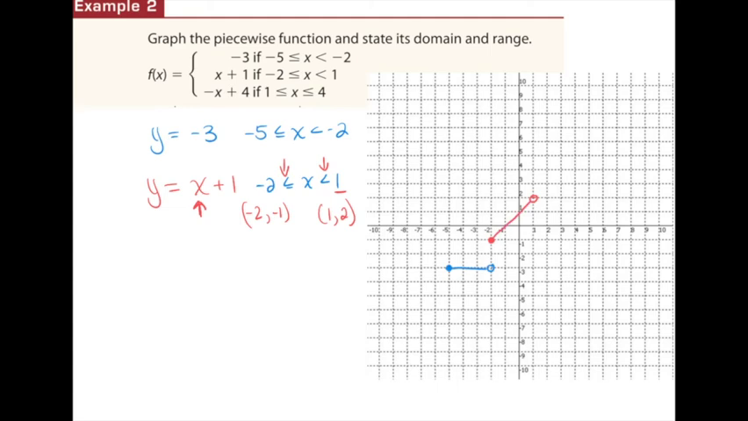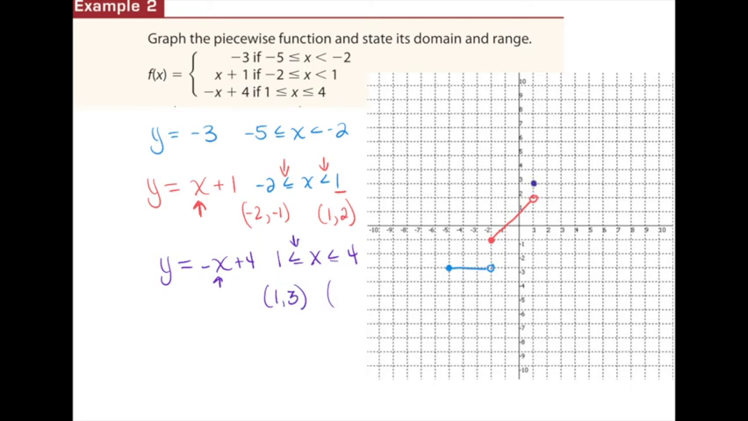Let's look at the third piece. My third piece is y equals negative x plus 4, and I'm going from 1 all the way to positive 4. Let's see what happens here. I plug in a 1. Negative 1 plus 4 gives me 3. Does it include that point? Yes, it does. Closed circle.